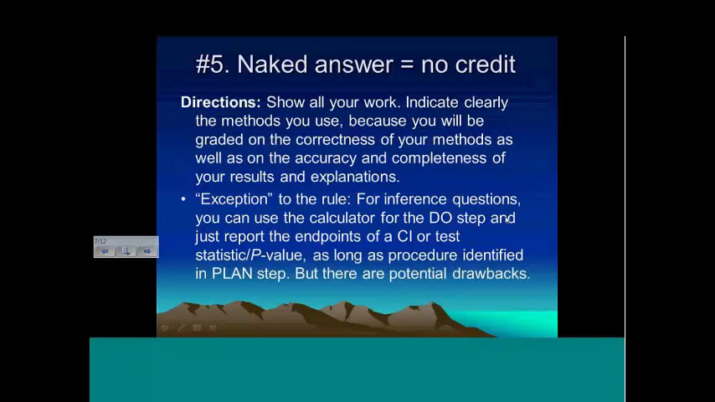This question about using your stat test menu for inference questions for the do step, the p-value and test statistic, or the endpoints of the confidence interval. I put exception in quotes because it's not really a violation of this, because students in the previous step, the plan step as we call it, will have identified the procedure as, say, a 2-sample t-test or a 1-sample z-interval for a proportion or something like that. So that identification of the process is the work, is the justification for the method. And then you're just reporting the values from your calculator at that point.